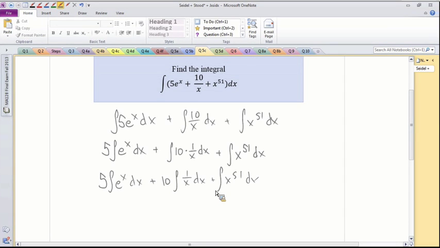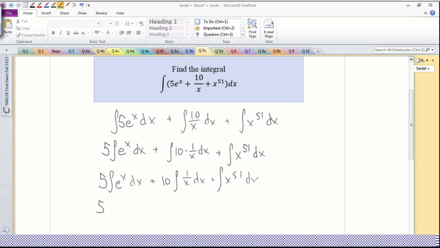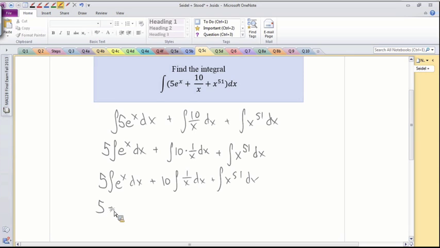Now, 5 times the integral of e to the x. Now, the integral of e to the x is the antiderivative of e to the x, which is just e to the x. So, first term simplifies out to 5 times e to the x. Second term is 10 times the integral of 1 over x, and the antiderivative of 1 over x is ln of x. Ln absolute value of x.